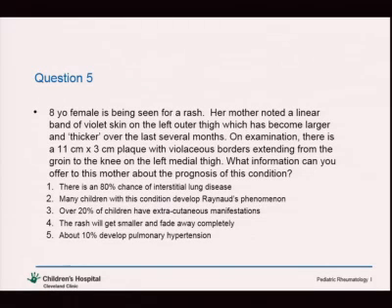Question 5, 8-year-old female is being seen for rash. Her mother noted a linear band of violet skin on the left outer thigh, which has become larger and thicker over the last several months. On exam, there is an 11 centimeter by 3 centimeter plaque with violaceous borders extending from the groin to the knee on the left medial thigh. What information can you offer to this mother about the prognosis for this condition?